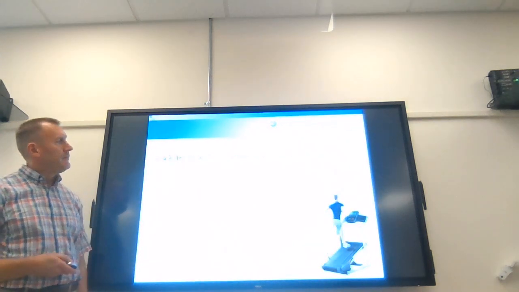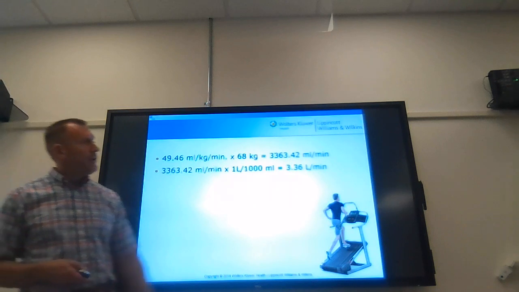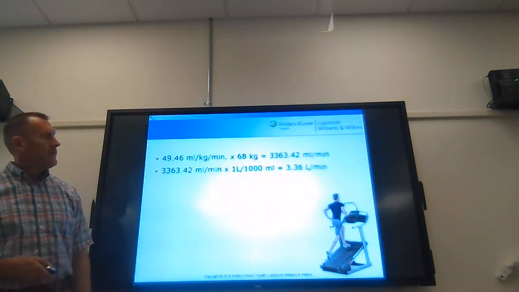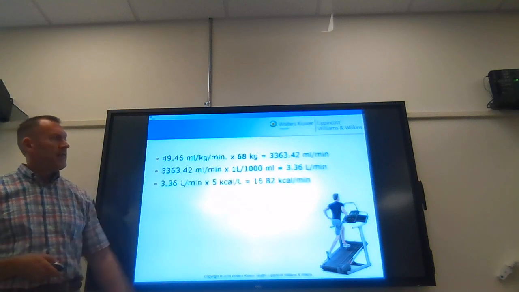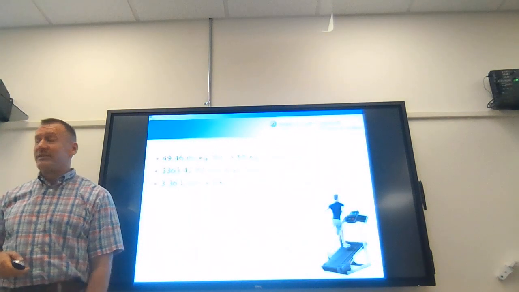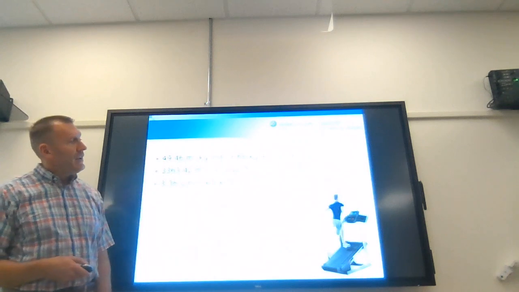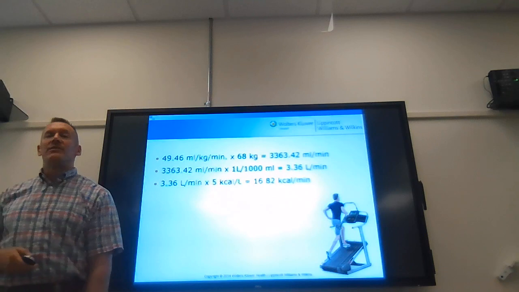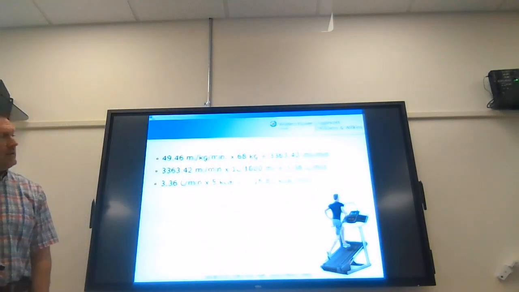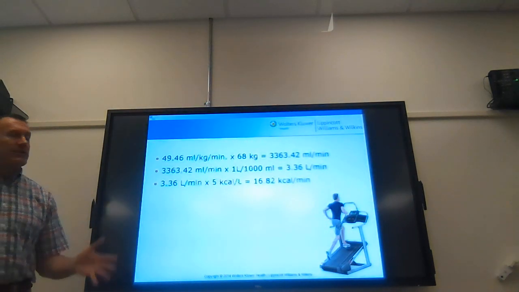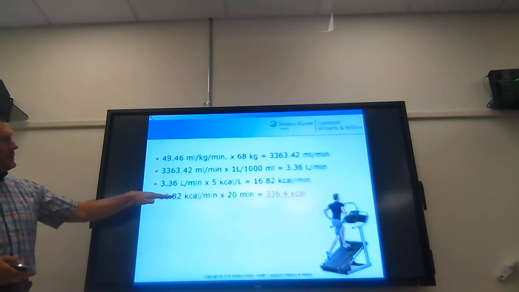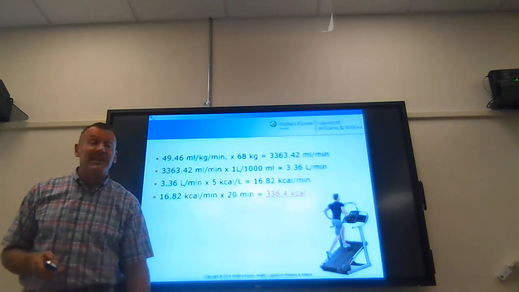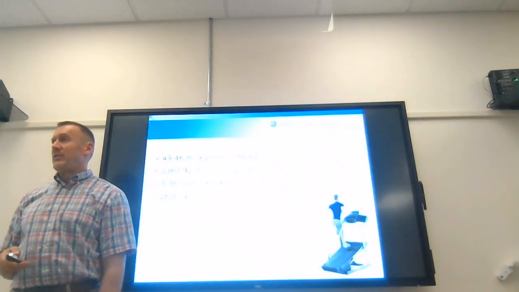liters per minute. Very simple, 3.36, just 1, 2, 3. Okay, multiply by 5. That's a lot of calories. 16.82 calories per minute. Running on a treadmill with an incline, it's an excellent way to improve your body composition. So 16.82 calories per minute times 20 minutes, and we get 336.4 calories total.